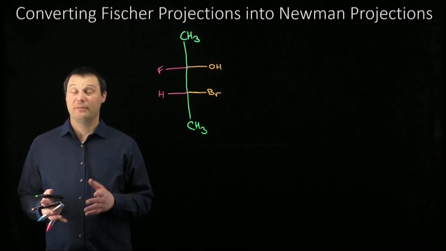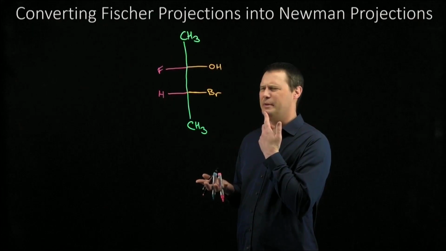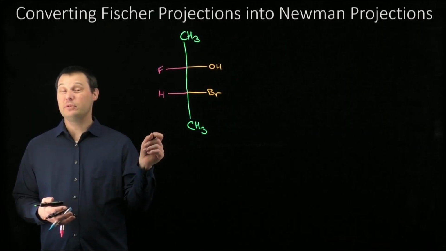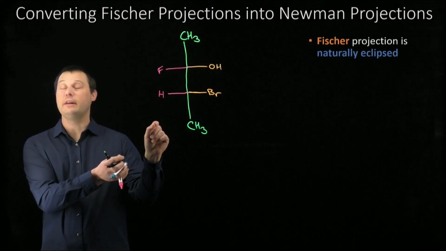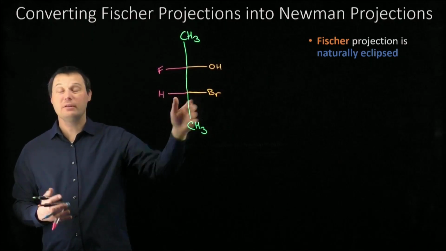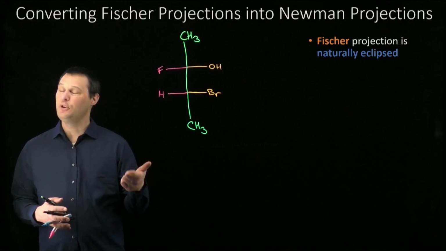Hey there, ninjas. If you've ever stared at a Fischer projection and thought, I have no idea how this becomes a Newman projection, you're not alone. The trick is to recognize something that most textbooks never say clearly. The Fischer projection is already showing you an eclipsed Newman projection. If you line up your viewpoint correctly, the conversion becomes mechanical. I'll walk you through the exact steps. No memorization, no mental gymnastics.